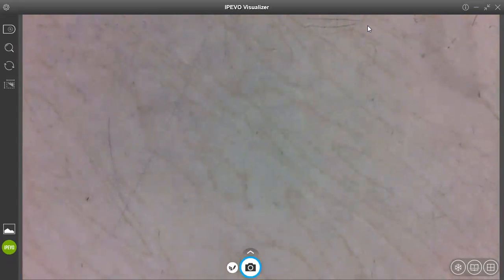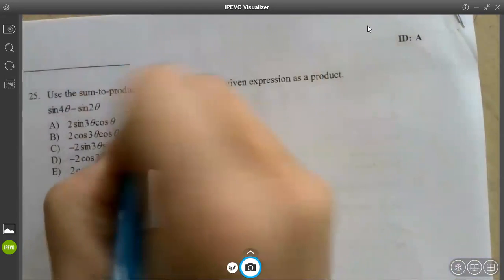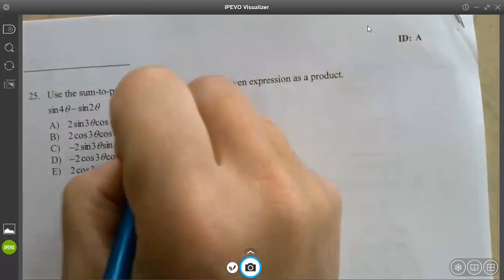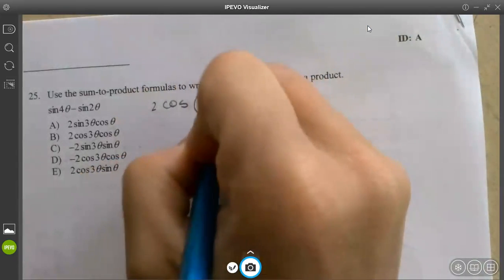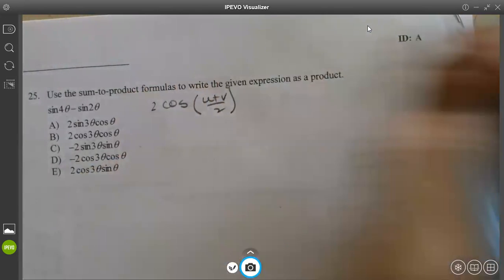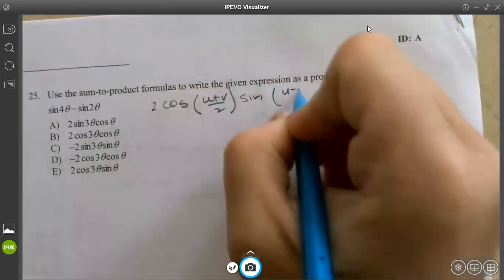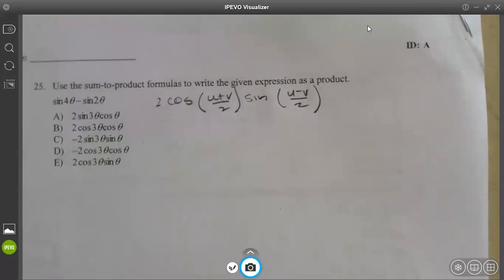Use the sum to product again. It tells you what to do. It says 2 cosine (u plus v) over 2 sine (u minus v) over 2. That's what you're doing.